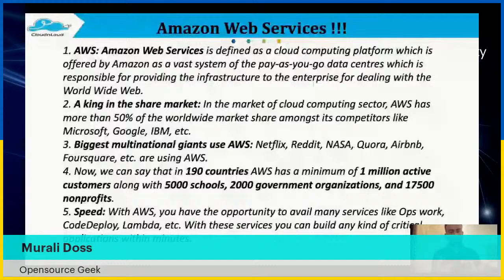Their services are already spread across the globe, in around 190 countries, and they have 1 million active customers. So huge numbers of users around the globe are using AWS. When it comes to speed, you have the opportunity to make use of services like OpsWorks, CodeDeploy, and Lambda. With these services, you can build any kind of critical application within a minute.